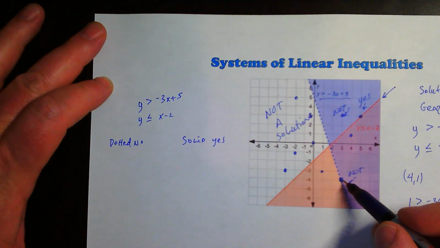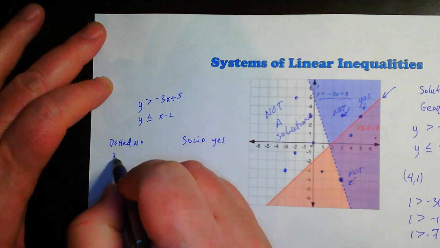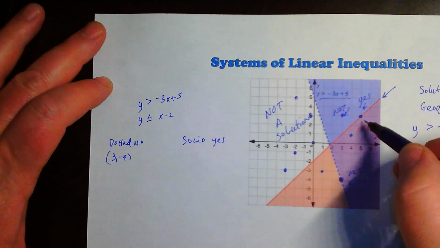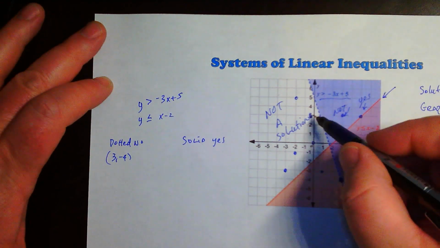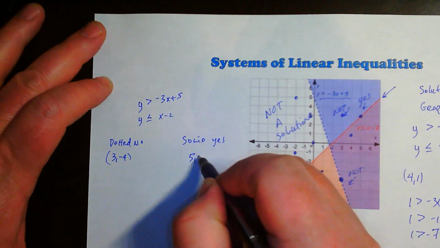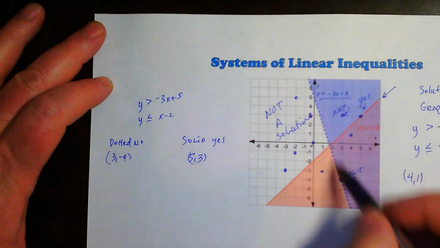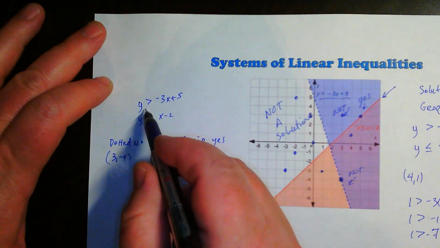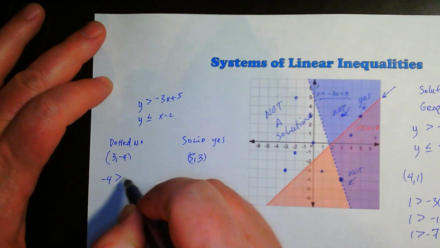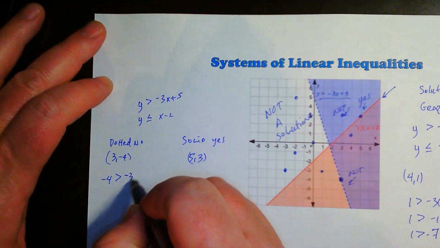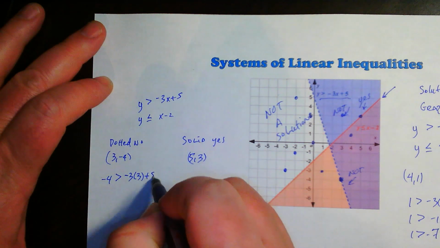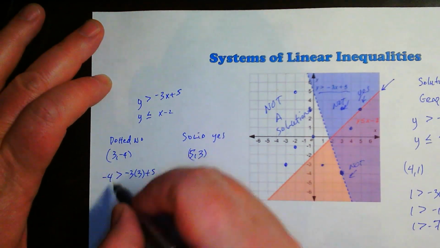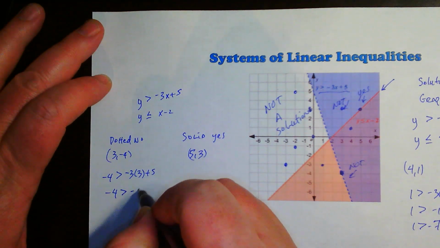This one right here is (3, -4). We're going to show that that does not work, and we're going to show that this one, which is (5, 3), does work. The reason is because the dotted line is not included. So I'm going to go ahead and do this: -4 is greater than -3 times 3 plus 5. This has to work for both. It might work for one, but it has to work for both. So watch, check this out.